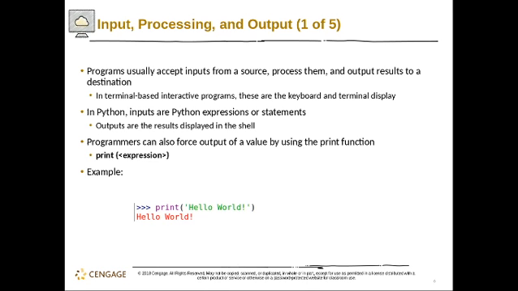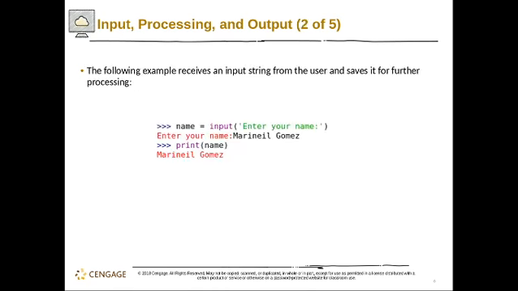We have print, which is basically a Python command. There are several Python commands, and you cannot use these commands as variables, because they are already reserved words. Then you have hello world enclosed in single quotation marks to designate that this is a string. So the input is your command, and it prints the expression hello world.